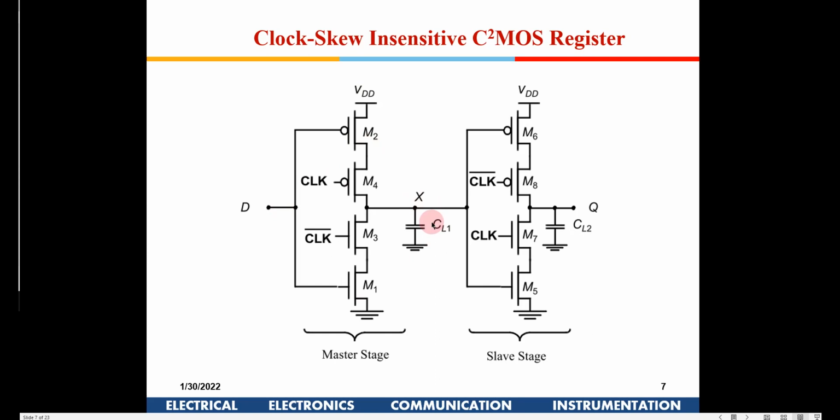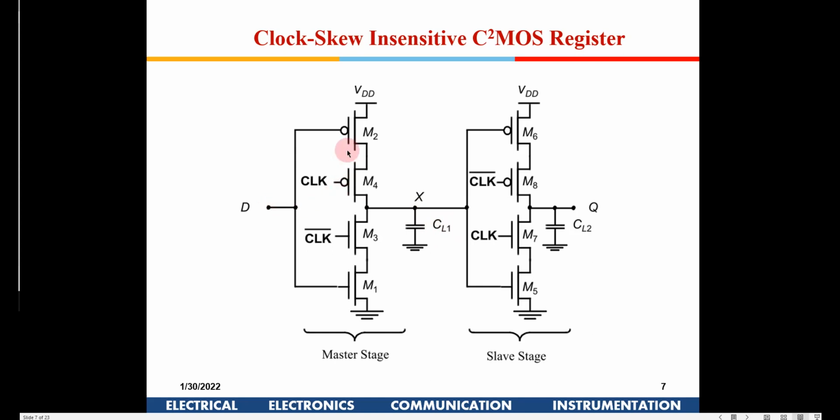Don't think there is a capacitor out here. This is the intrinsic, parasitic capacitance of the gate of these transistors and the interconnects, and from gate to drain of these transistors. So this CL is a sum total of all the intrinsic capacitors. There is no additional capacitor put here. Just for explanation purposes, to visualize that there is a node here and there will be some capacitance, this has been put here.